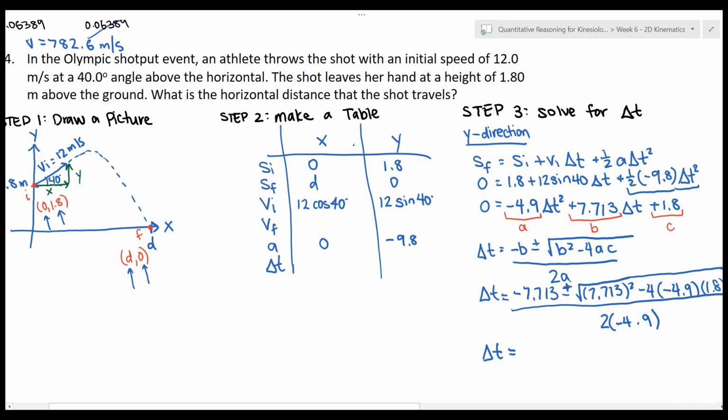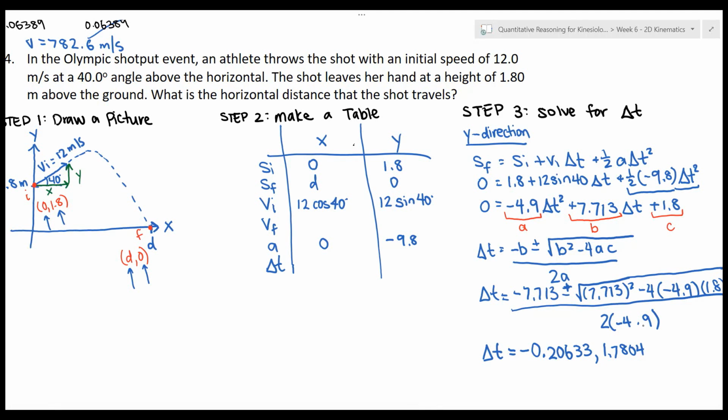Okay, so we'll start with the plus. So I have negative 7.713 plus the square root of 7.713 squared minus 4 times negative 4.9 times 1.8, over 2 times negative 4.9, and I get negative 0.206. I'll put in a couple digits extra. And then if I redo the calculation but change the plus sign to a minus sign, I'm just going to scroll in my calculator and change that plus to a minus. Then I get 1.7804. All right, so those are the time values that I got.